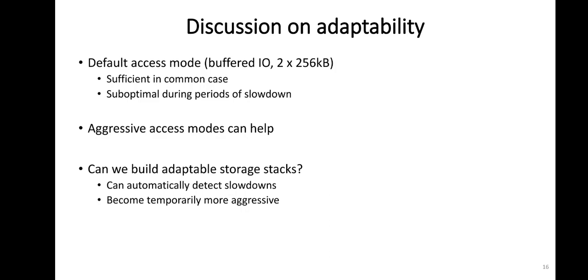This is a brief slide discussing the meaning of the findings. We've seen that the default access mode to the SSD is sufficient in the common case, but it is suboptimal during periods of slowdown. We have also seen that being more aggressive in how I/O requests are sent can help mitigate slowdowns. So I want to leave you with a question: can we build more adaptable storage stacks that can automatically detect slowdowns caused by hardware and adapt by temporarily becoming more aggressive?